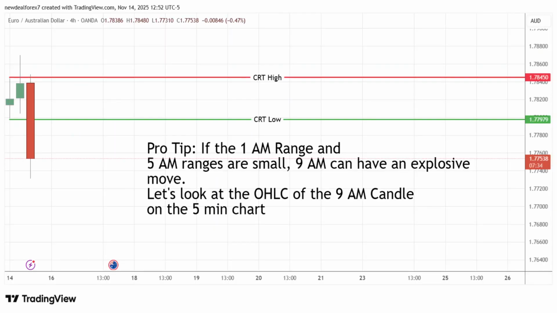So here's a pro tip. If the 1 a.m. range and the 5 a.m. ranges are small, 9 a.m. can have an explosive move. This will be one of the few times where you may want to give it a little room to keep going down. You can get more than the range bottom as a take profit. So let's take a look at this long red candle right here to see how it looks on the 5-minute chart.